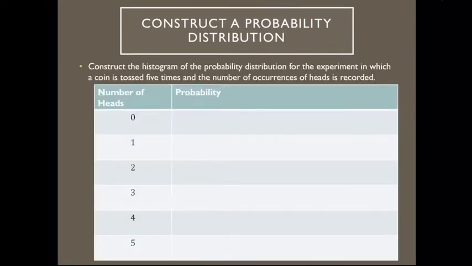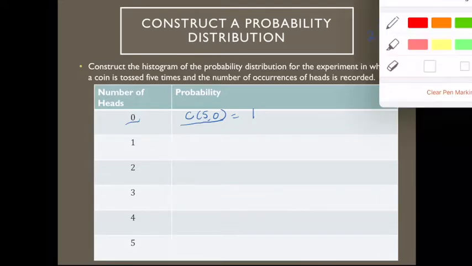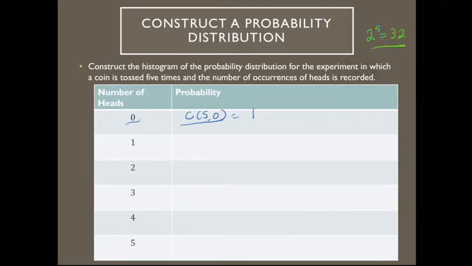I want to construct a histogram for the experiment in which a coin is tossed 5 times and the number of occurrences of heads is recorded. So how many ways could I get 0 heads if I flip a coin 5 times? From all the probability problems I had you do, we know that's 1, but it's really the combination of 5 choose 0. That gives us 1, but it's 1 out of how many possible outcomes? How many different ways are there for me to flip a coin 5 times? That's the size of our sample space, which is 2 to the 5th, which is 32, right? That's our sample space.